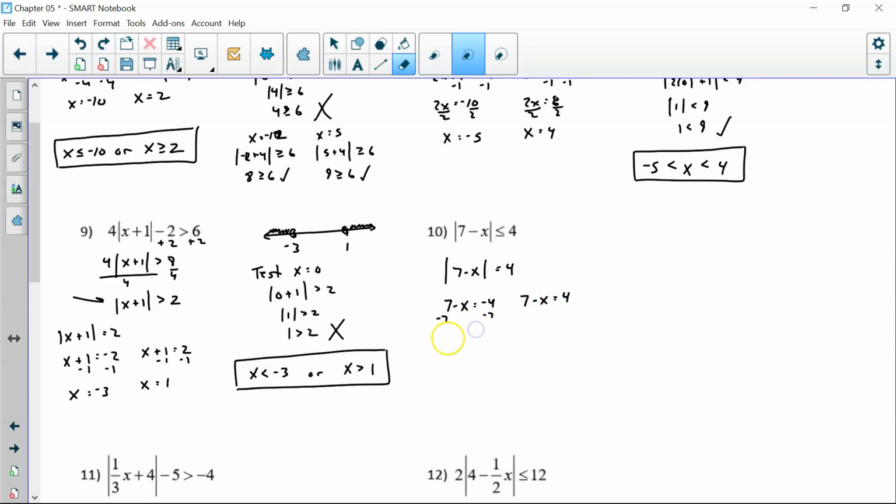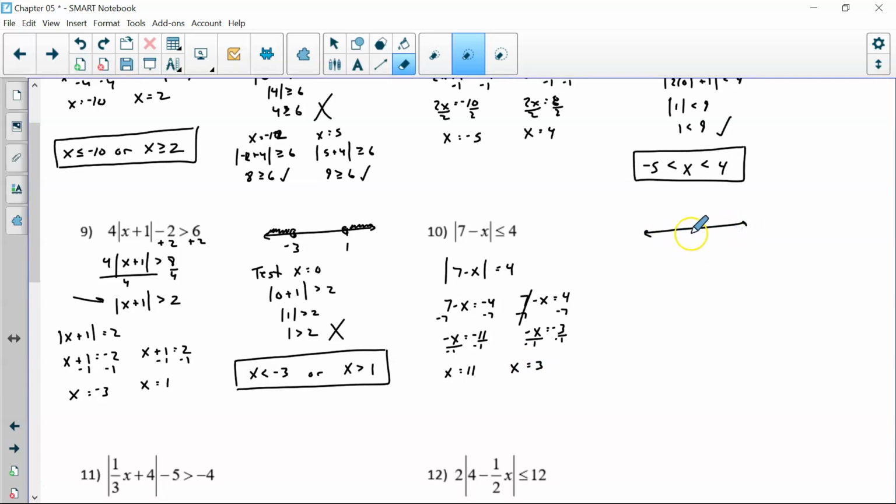Subtract 7 from both sides. Negative x equals negative 11. Divide both sides by negative 1. X equals 11. Subtract 7 from both sides. Negative x equals negative 3. Divide both sides by negative 1. X equals 3.